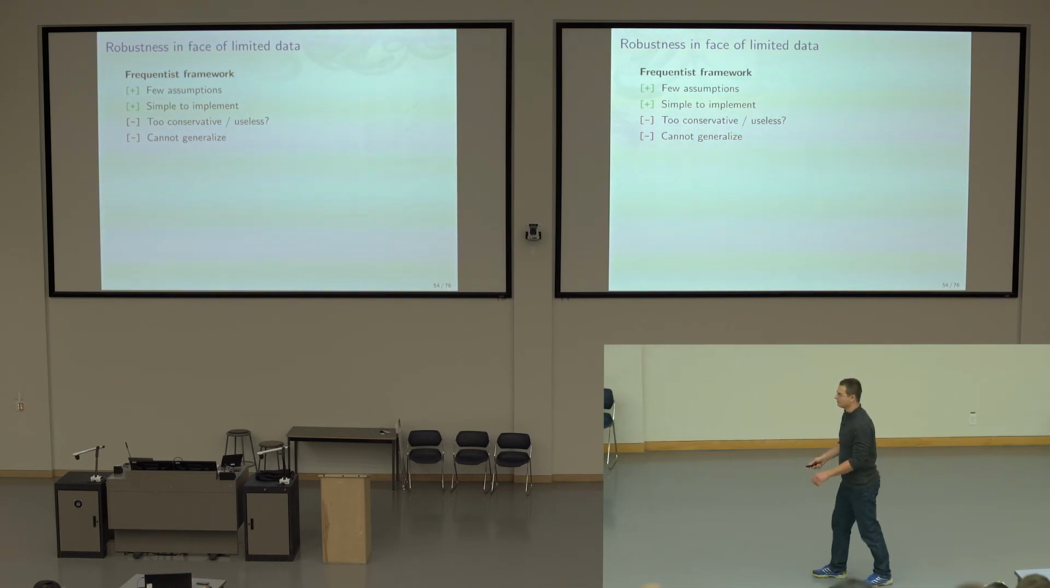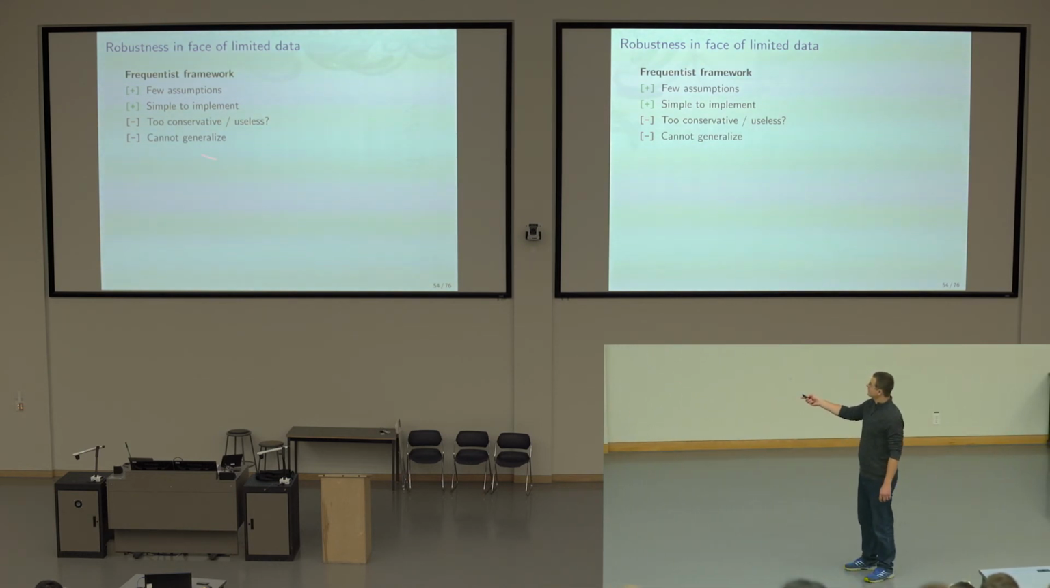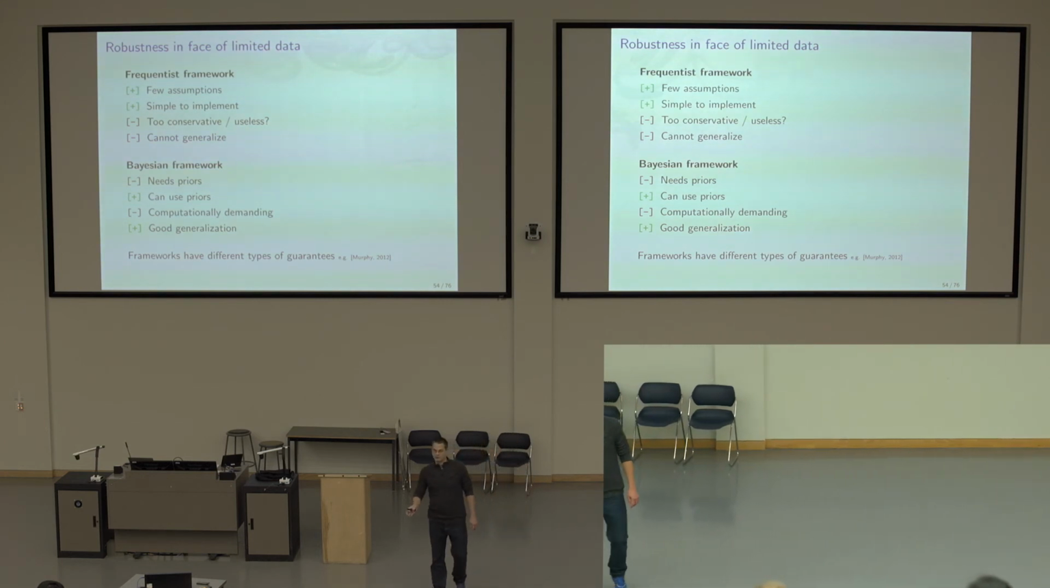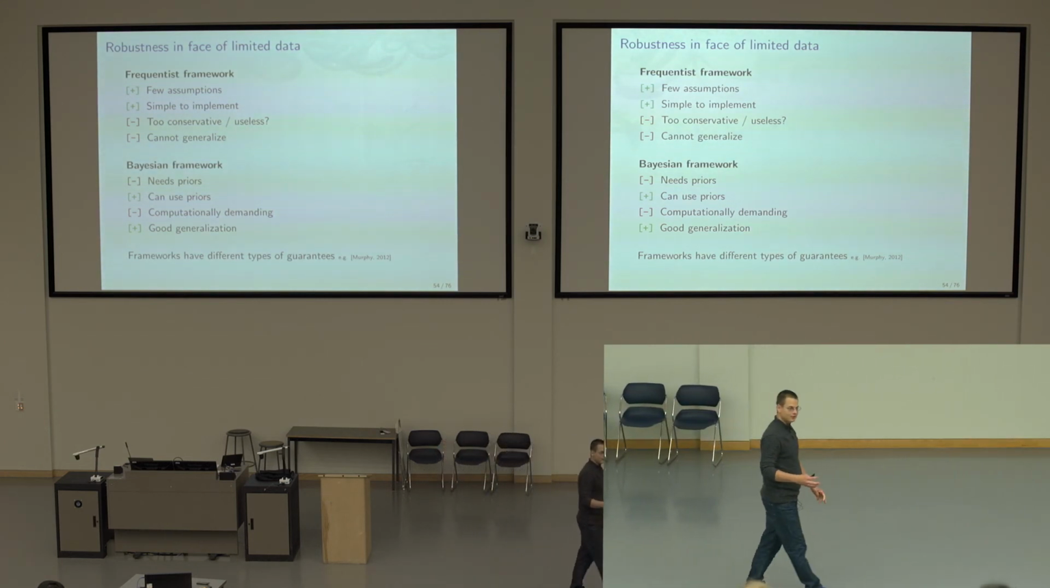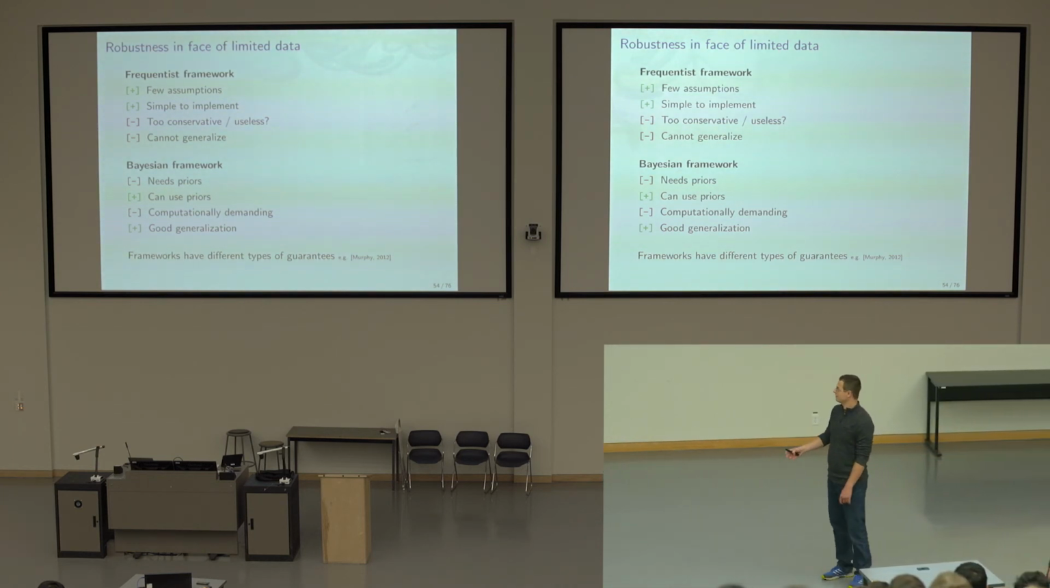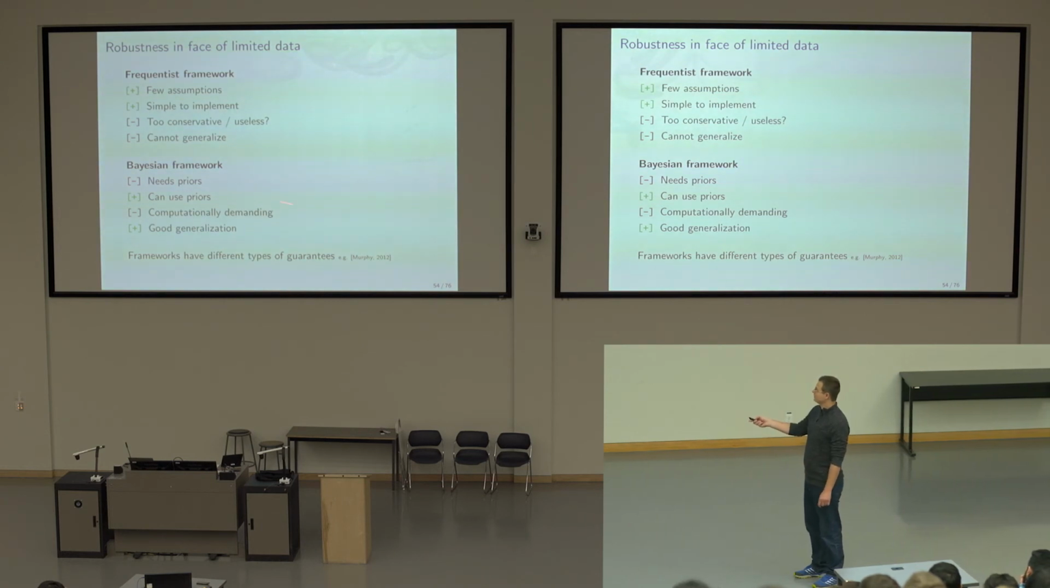So there are two big, broad approaches to this. One is taking the frequentist framework, which makes few assumptions. It's easy to optimize. Unfortunately, some people might argue with this, but it's really too conservative and probably useless in practice. It doesn't generalize. What I'm a fan of is a Bayesian framework. Now, a lot of people say it's not good because it needs priors. I think that it's good because it can use priors. So you can supply additional information as priors. It can be computationally demanding, but it also gives you good generalization.